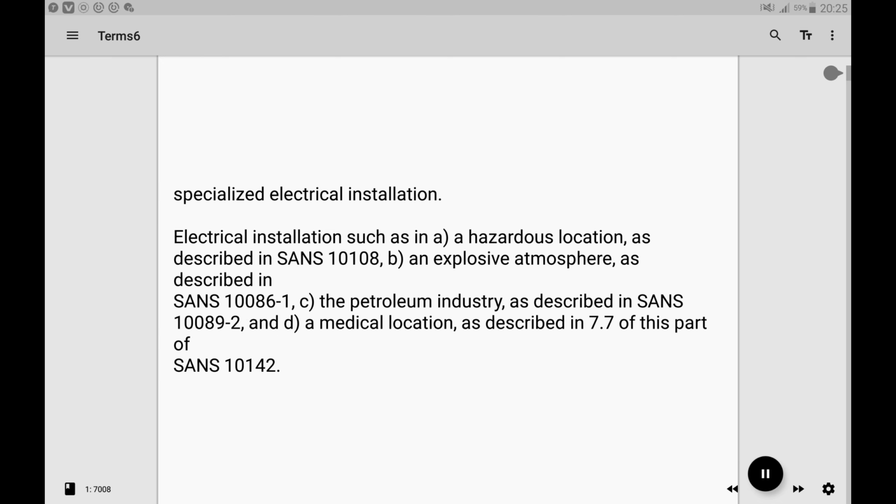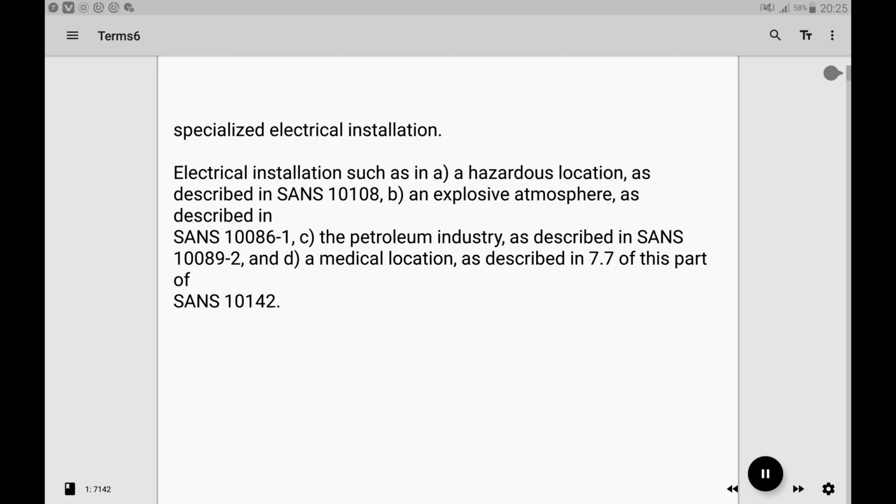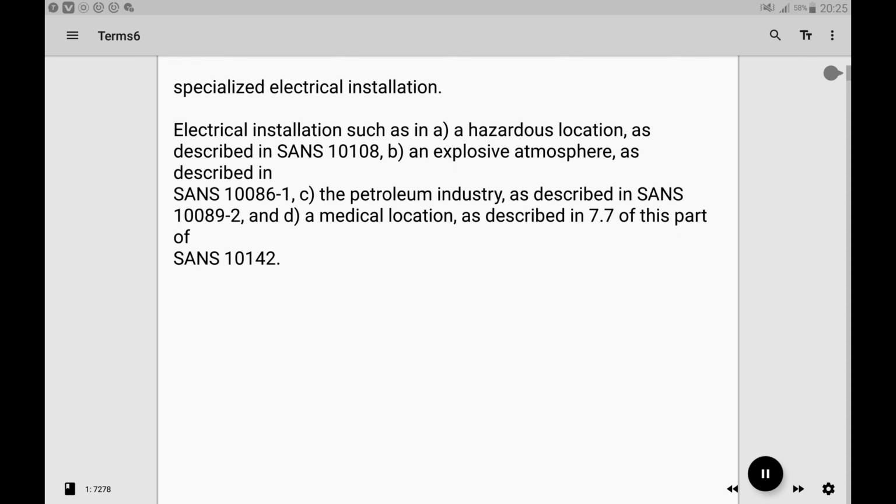Specialized electrical installation. Electrical installation such as in a hazardous location, as described in SANS 10108, an explosive atmosphere, as described in SANS 10086-1, the petroleum industry, as described in SANS 10089-2, and a medical location, as described in 7.7 of this part of SANS 10142.